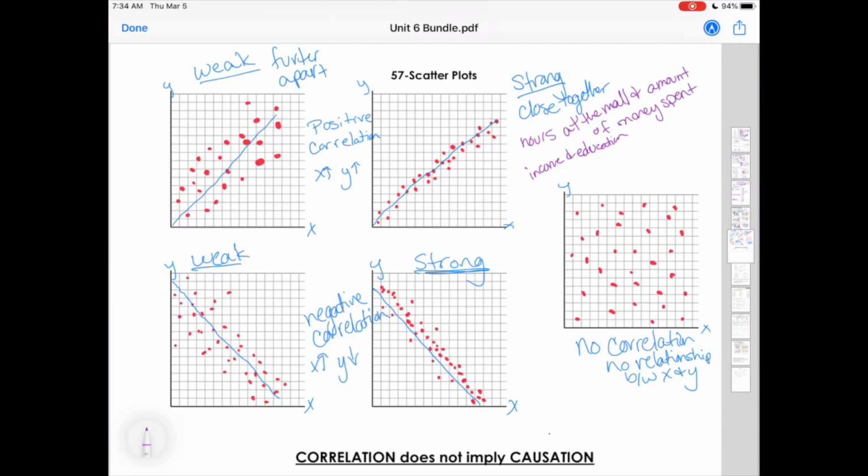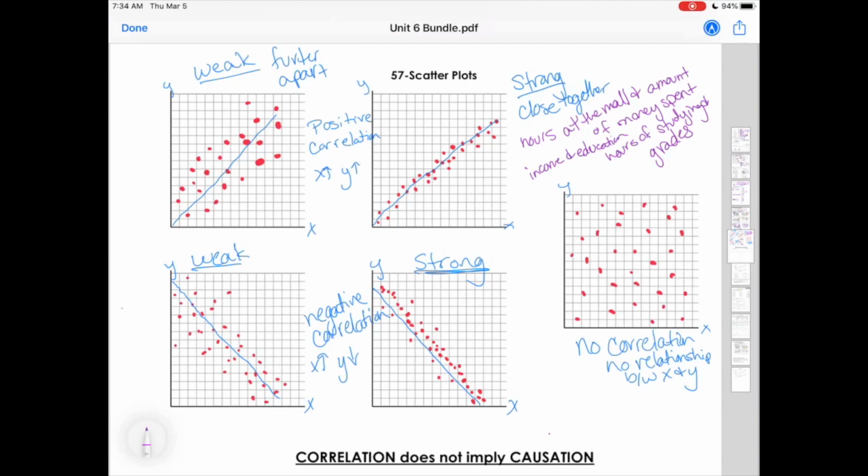And then another one would be hours of studying and grades on a test, right? So notice, as one of them increases, the other one is also increasing. So that's positive. When I talk about negative, these are things that are opposite, okay?